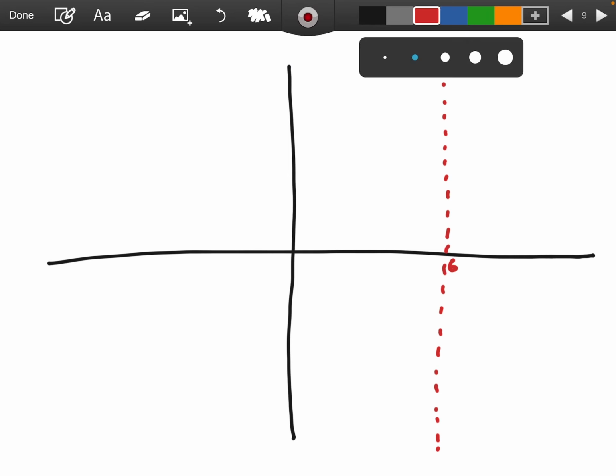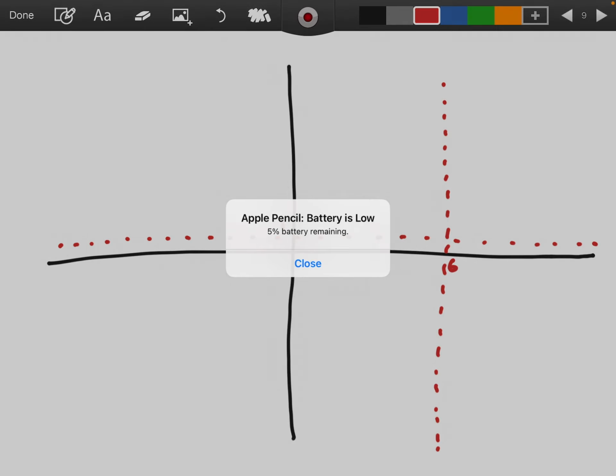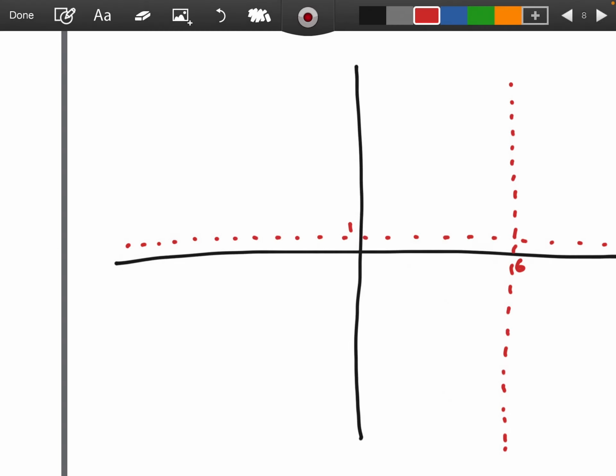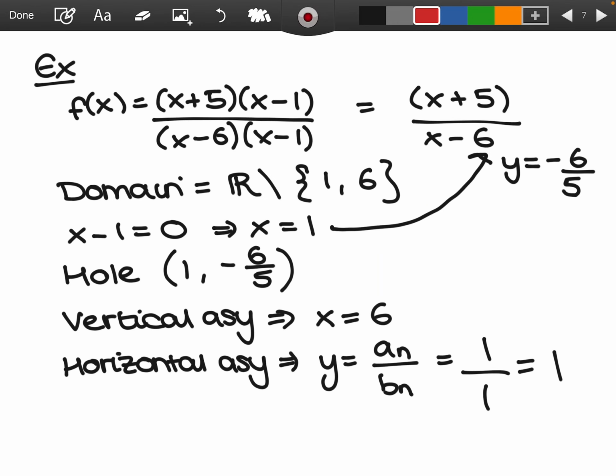So again, I come back to my xy plane, and at y is equal to 1, I'm just going to dot in my line. The next thing that I do is I find my x and y intercepts. So my x-intercept is found by setting y equal to 0.